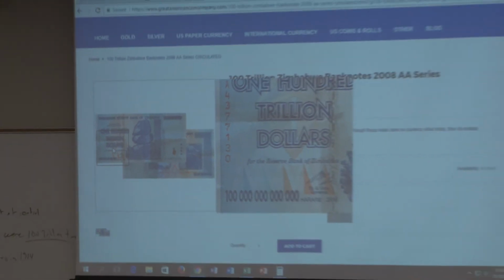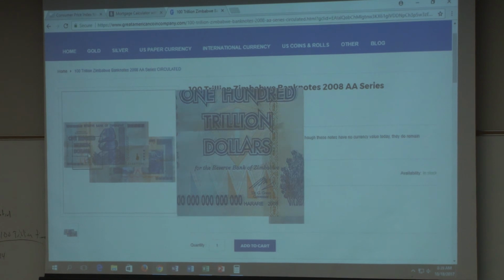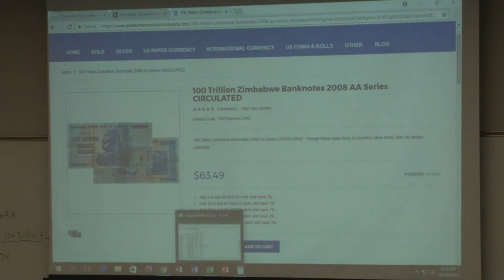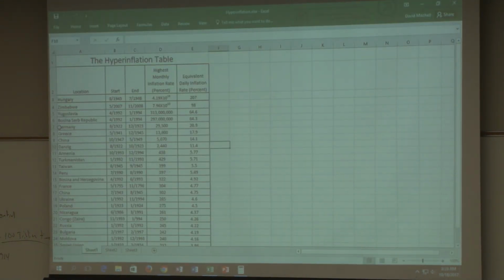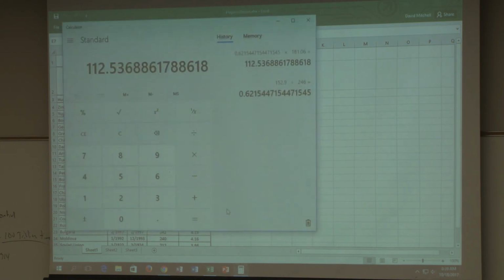So let's look at how bad inflation could be. Let's use a real world example, and I'm going to use Germany. I'm going to use this one right here. This isn't even the worst one. This is number 5. 20.9% daily inflation rate. So, I saw the price of gas today was $2.17.